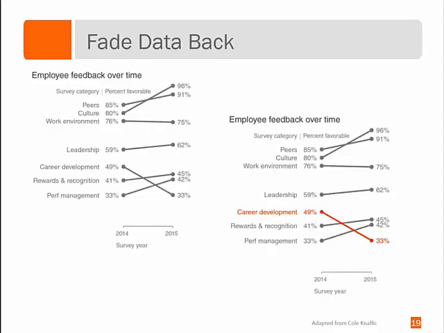Now, the next technique we'll call fading data back. Okay, so here on the left-hand side, we start off with what's known as a bump chart, basically some different categories. We have employee feedback here from a survey: the importance of peers, culture, the work environment, leadership, career development, rewards and recognition, or performance management. And we see folks that are favorable for these particular categories.